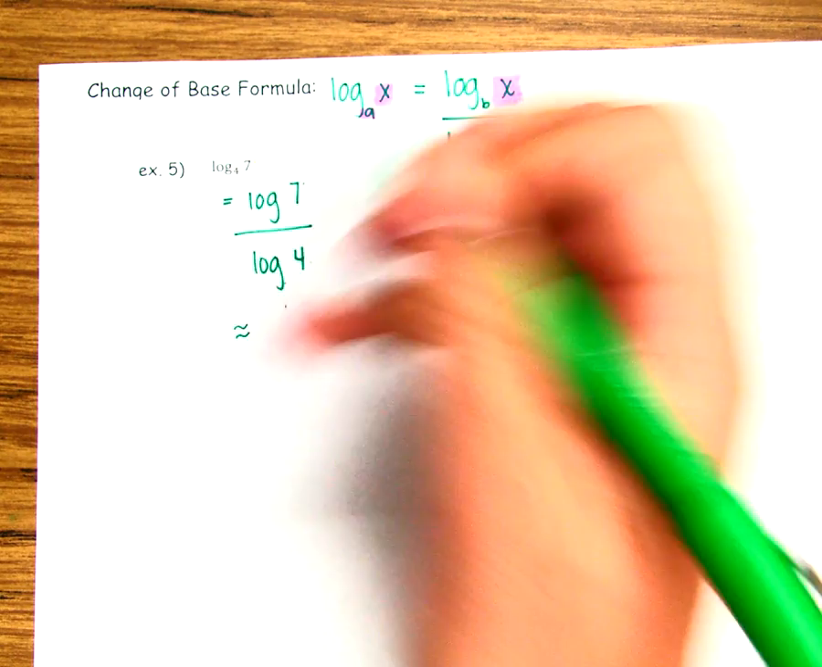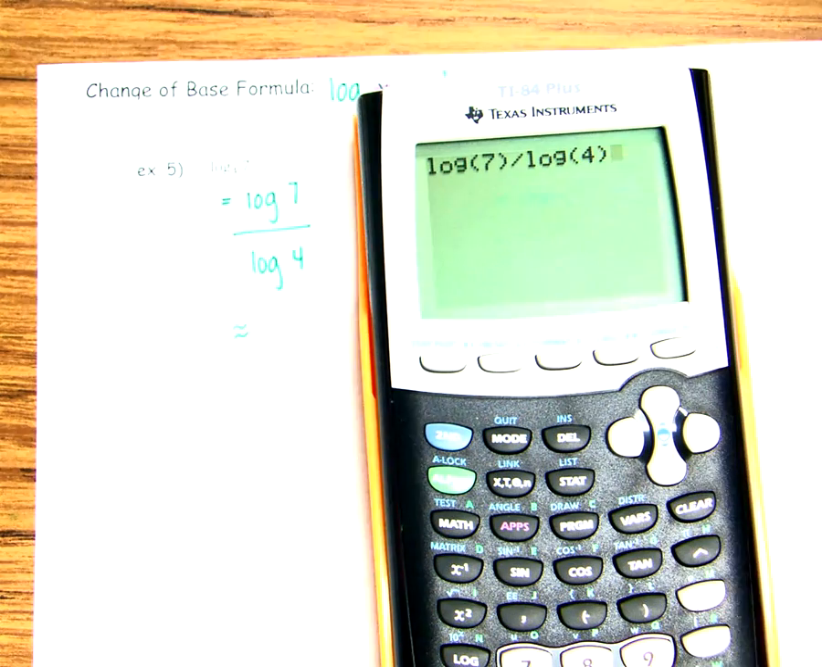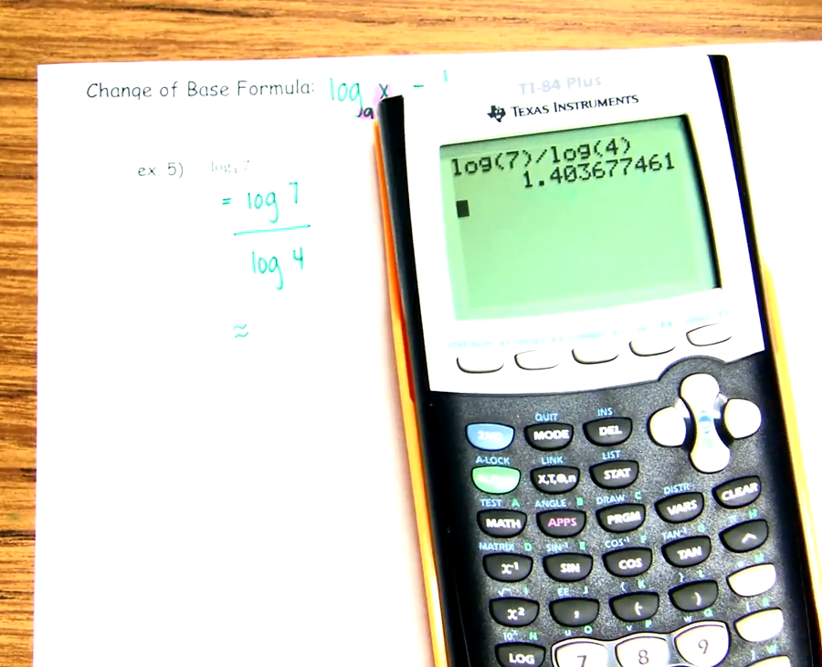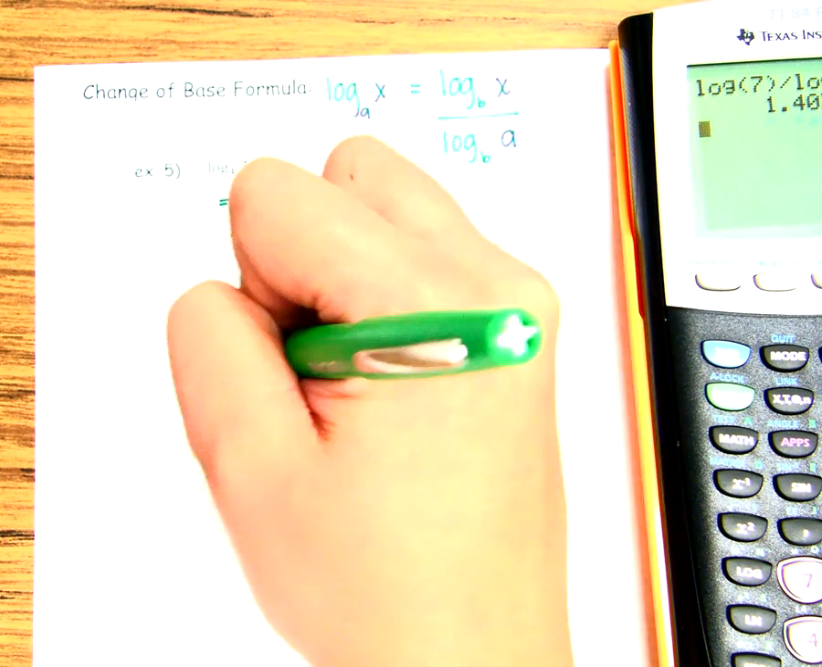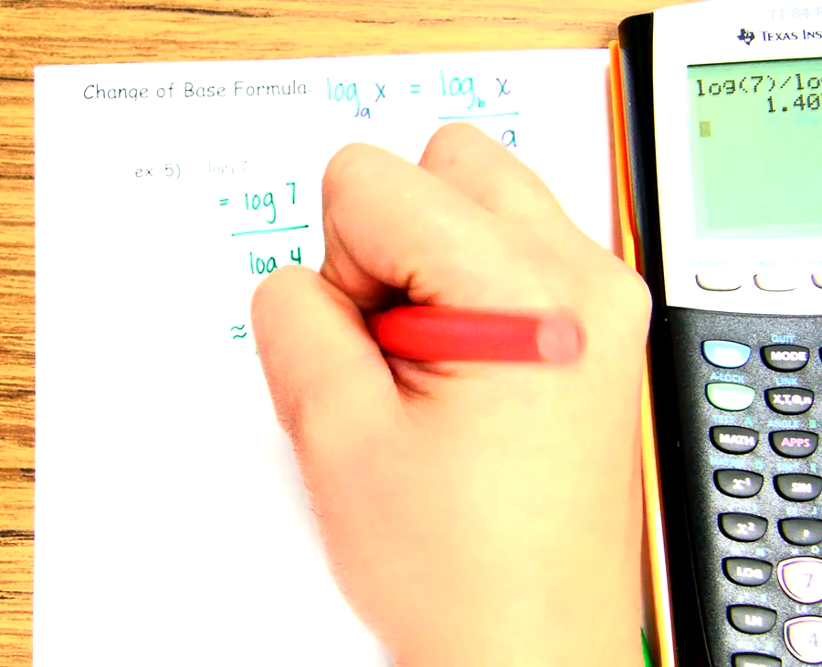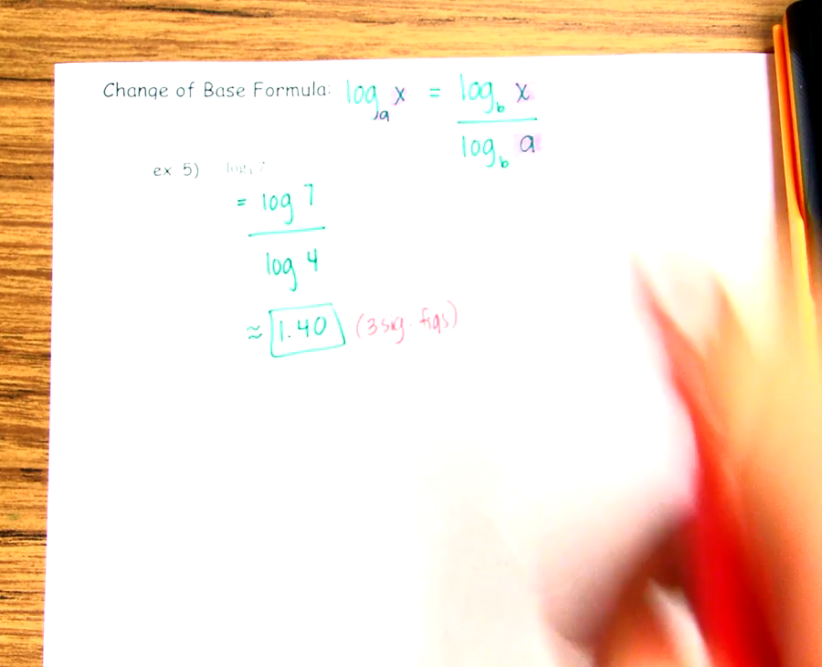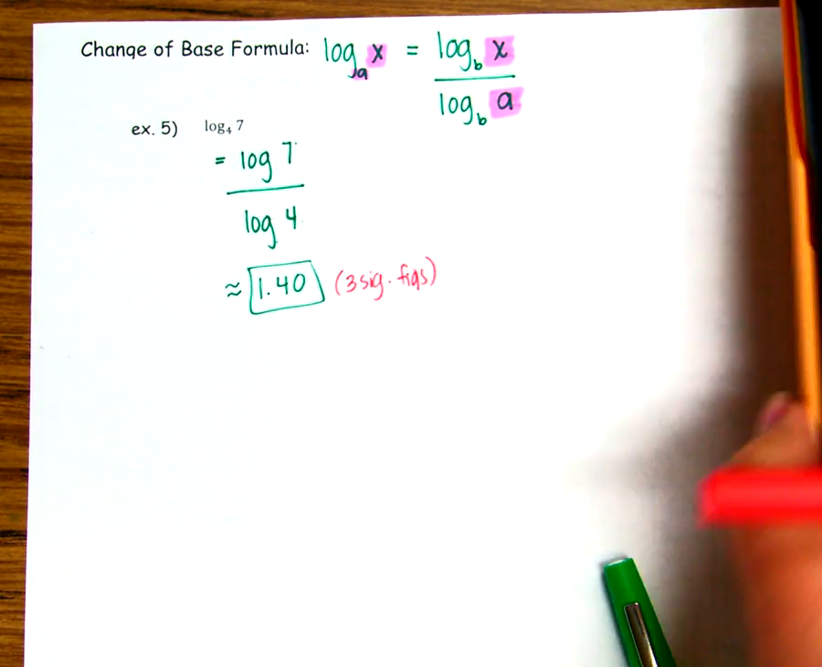So now on my calculator, I'm going to plug in log of 7 divided by log of 4. If you keep track of those parentheses and make sure that you close them, your answer will be 1.4. And if I say 3 significant figures, then it would be 1.40. So this is 1.40, and once again, that's if I specify that I want 3 sig figs. Okay? So that's it. That's the change of base formula.